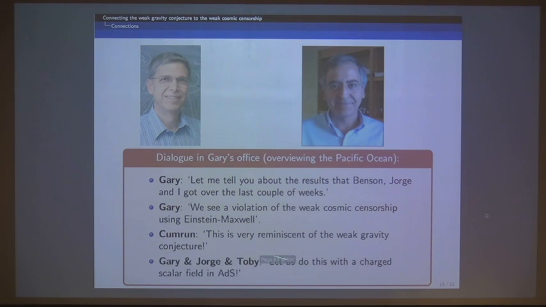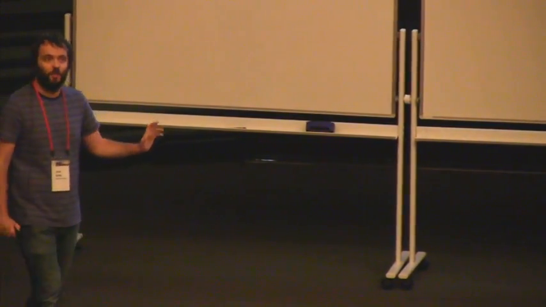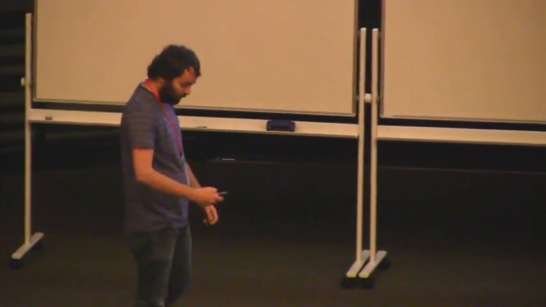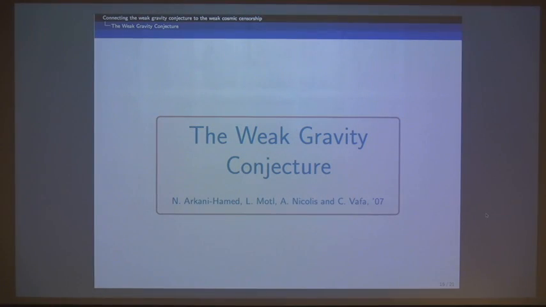But it turns out that the calculation that we have to do is actually purely classical. Okay? And I'm going to try to convince you of that. Now, I know that most of you, if not all of you, know infinitely more about the weak gravity conjecture than I do. Nevertheless, I'll put my head inside the lion's mouth, and I'm going to give you a small review of the weak gravity conjecture as originally proposed.